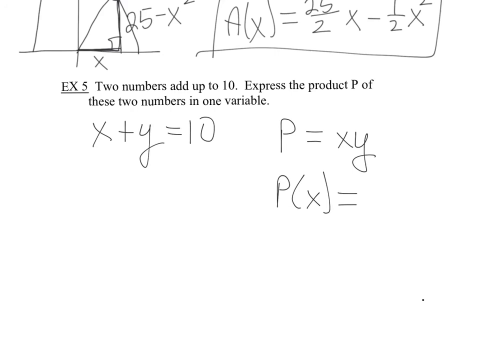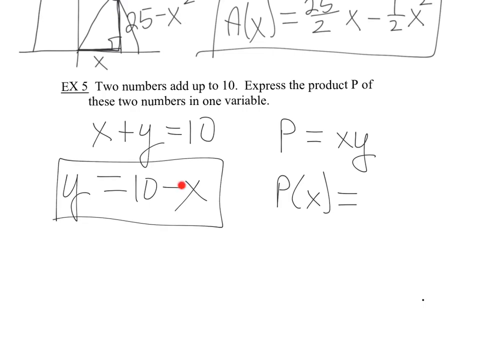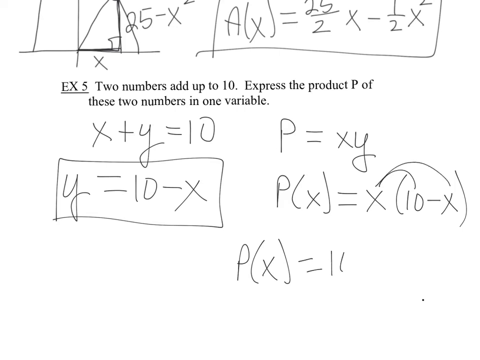So if we want that just in terms of x, we need y in terms of x. So we're going to come over here and look, okay, how do I get y by itself? I'm going to subtract the x over, which gives us y equals 10 minus x. So therefore, this is what y equals. So I have x, and then I have 10 minus x. Distribute the x in, and you get 10x minus x squared.